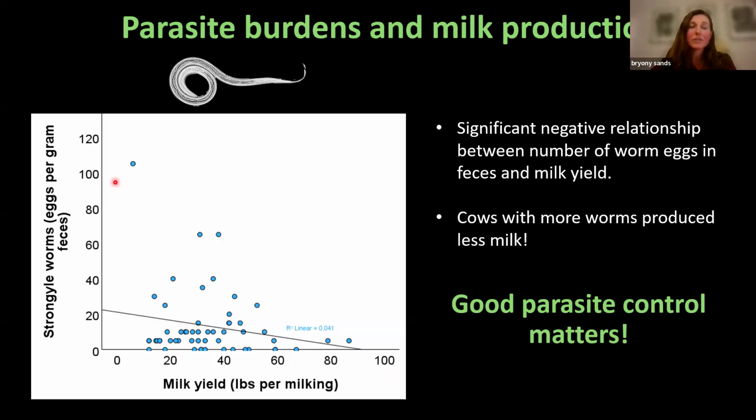Even at subclinical levels. So these are quite low levels of worms. We wouldn't really be seeing any symptoms such as scours, but even at these low levels, it is impacting milk production.